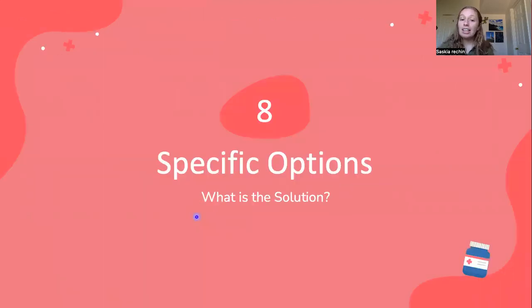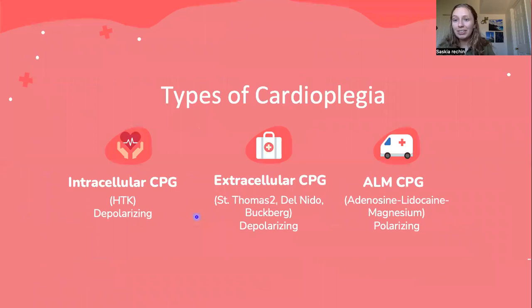Okay, so that's kind of more conceptual stuff. More on the clinical side, what options for cardioplegia do you actually have? So you have your intracellular cardioplegia, extracellular type cardioplegia. Both of these are going to be depolarizing, potassium based. And then you have things that are more hyperpolarizing, non-polarizing microplegia options.